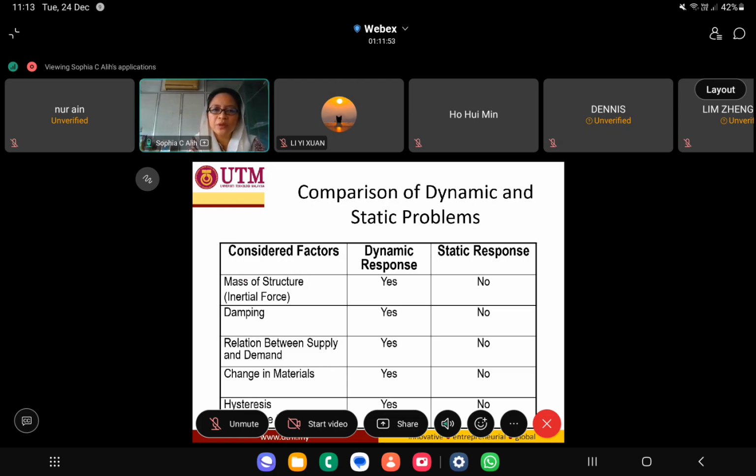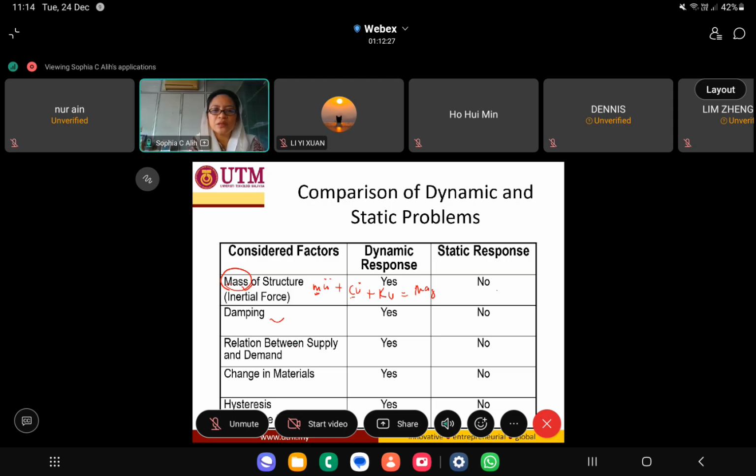Of course, in dynamics you have the mass, as I mentioned to you. You have mass, damping, and also stiffness. So this is the time for the dynamic response. You have mass, you also have damping, but for static you do not have it.